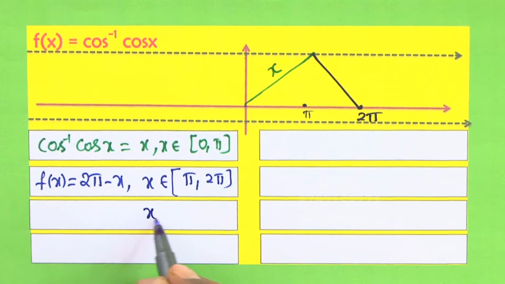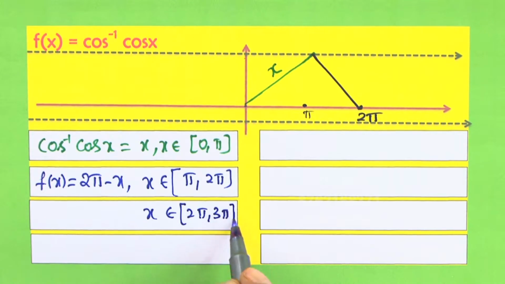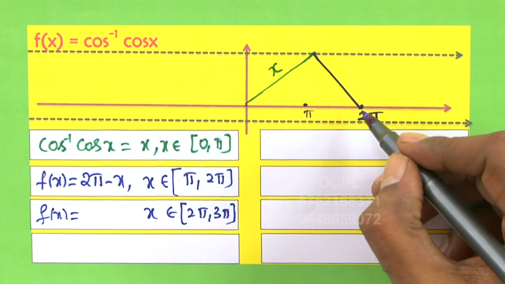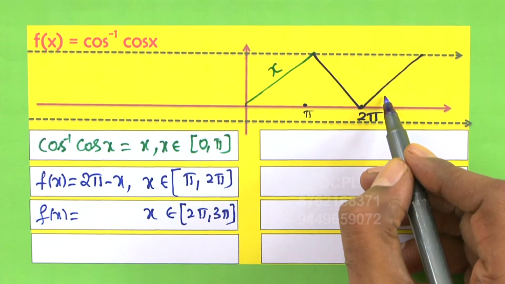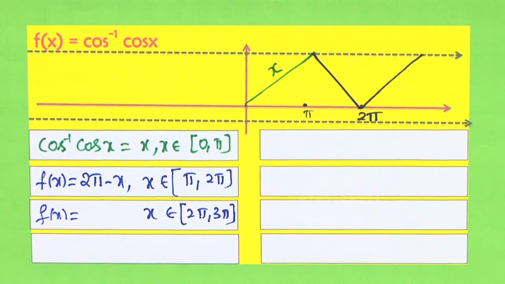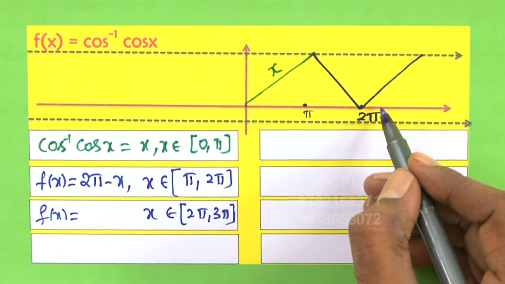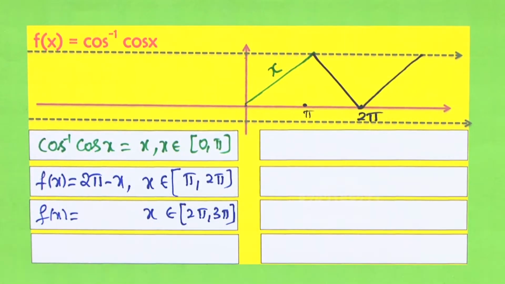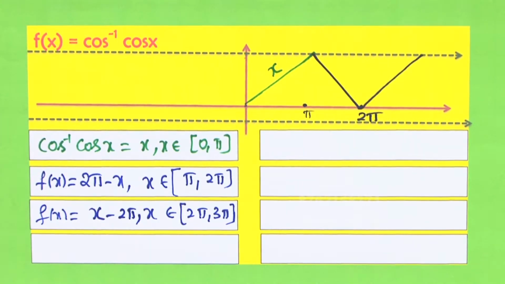And when x belongs to 2 pi to 3 pi, right? And what about f of x? With this understanding, even you can draw the graph. It should be like this. What is the slope? Slope is plus 1. So therefore, it should be of the form x plus something. But the y-intercept is negative, if this is 2 pi, as this angle is 45 degrees, the line where it meets the y-axis should be minus 2 pi. So we can straight away say f of x is equal to x minus 2 pi if x belongs to 2 pi to 3 pi.